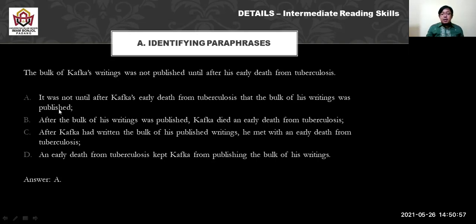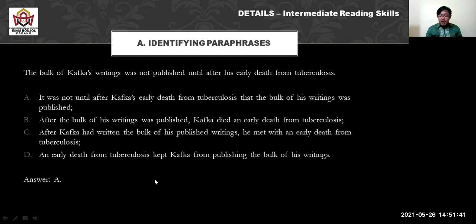Now, A, it was not until after Kafka's early death from tuberculosis that the book of his writing was published. B, after the book of his writing was published, Kafka died an early death from tuberculosis. C, after Kafka had written the book of his published writings, he met with an early death from tuberculosis. D, an early death from tuberculosis kept Kafka from publishing the book of his writing. Nah, sekarang kita tahu, was not published. Okay, so that's the meaning of this sentence. The book of Kafka's writing was not published. Berarti artinya belum terbit. There's early death from tuberculosis.